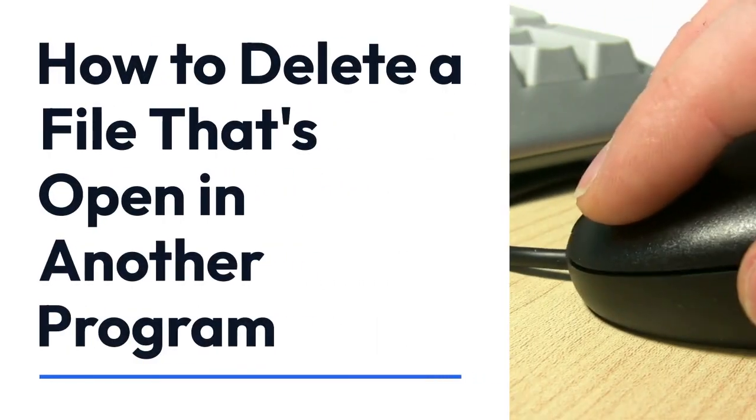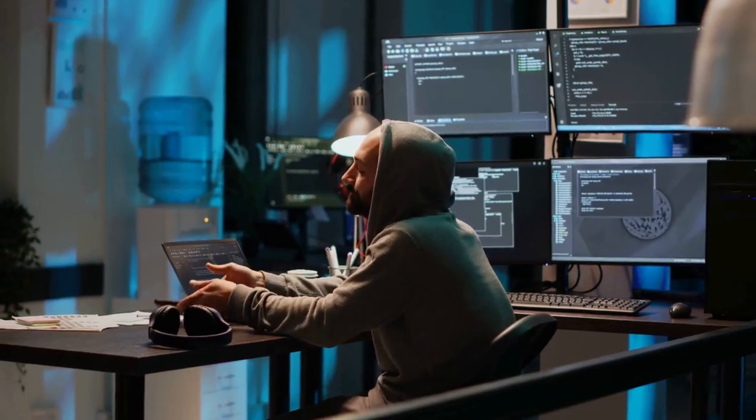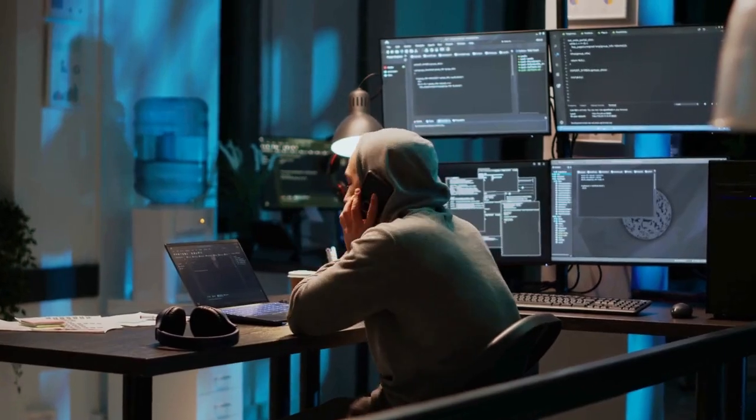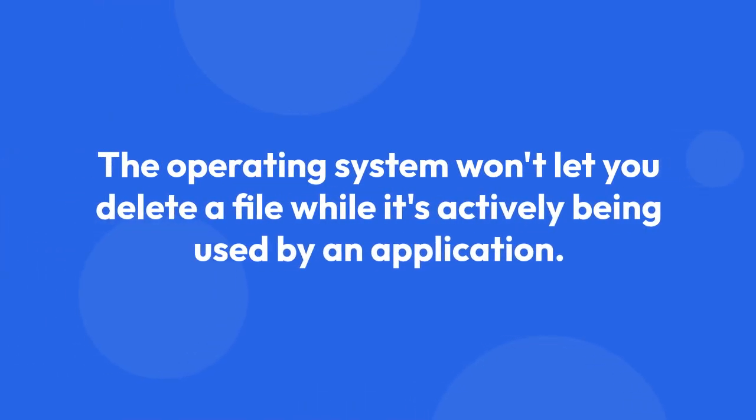We're going to explain how to delete a file that's currently open in another program. This is a common problem, and thankfully, there are several ways to solve it. The core issue is that the operating system won't let you delete a file while it's actively being used by an application. We need to find a way to close that application's connection to the file.